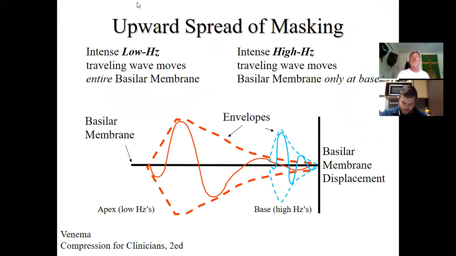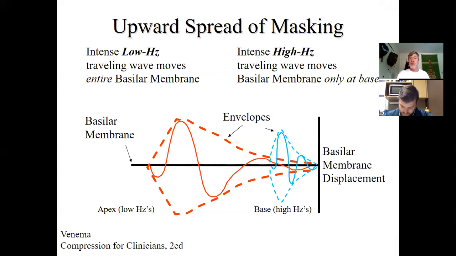That highlights the thought of the upward spread of masking. Upward spread of masking. Put a star by this puppy, okay? Because lows mask highs better than highs mask lows. Doesn't have much to do with Halloween. That was yesterday, okay? But masking means to cover one sound with another.